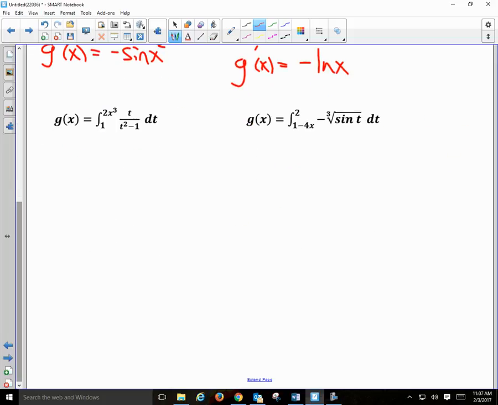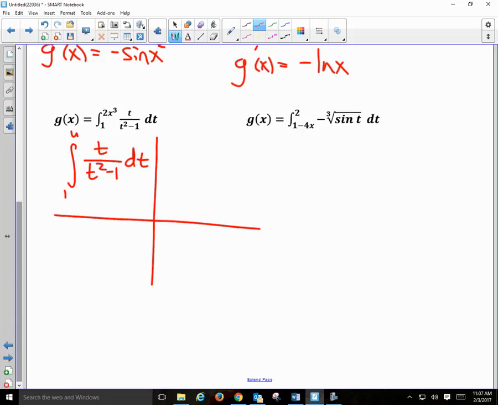Okay, what's different about this one? Yeah, I got the 2x cubed. So I'm going to change this a little bit. I'm going to rewrite this as the integral from 1 to u of t over t squared minus 1 dt. That's my outside function. My inside function is 2x cubed. I have to use the chain rule in order to find the derivative of this one.